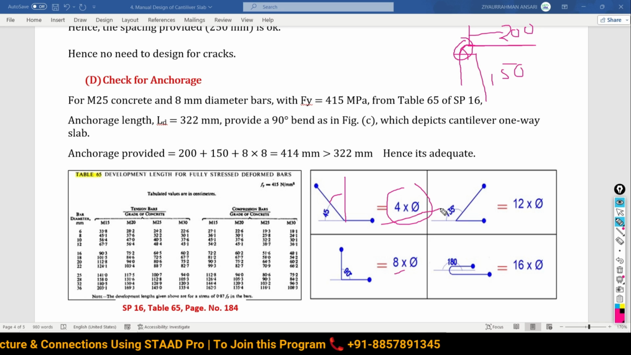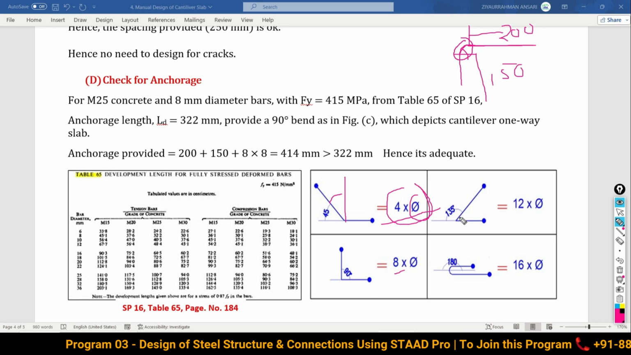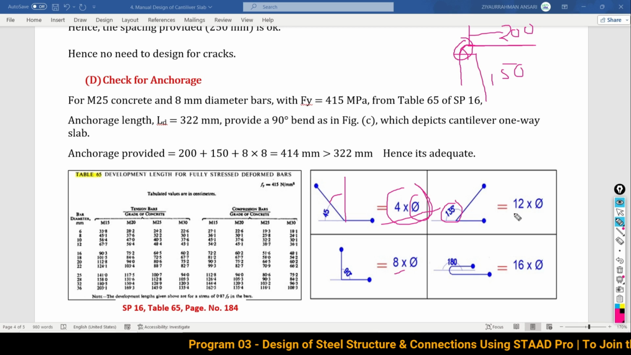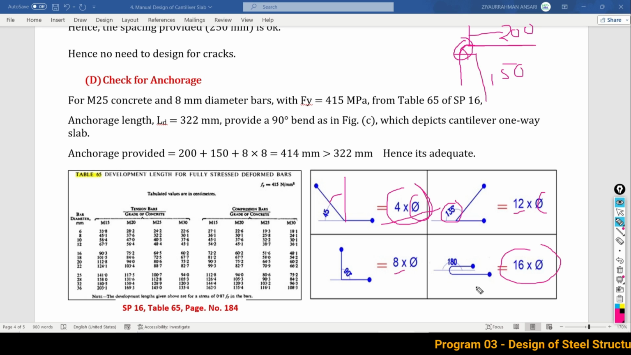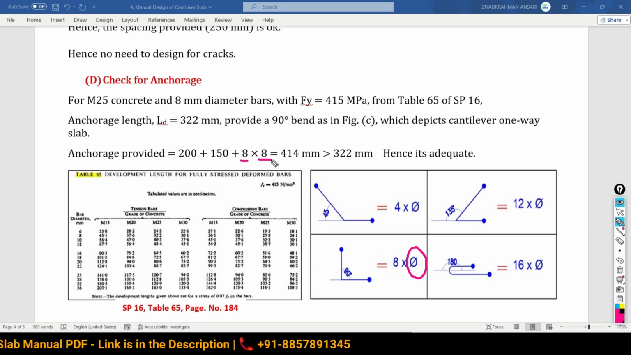For 45, it is 4 times diameter of bar. For 90 degree, 8 times diameter of bar. For 135 degree, 12 times diameter of bar. And for 180 degree, 16 times diameter of bar. So in our case of the detailing, we are going to provide it as 90. So 8 times diameter of considered bar. Diameter of bar is 8.